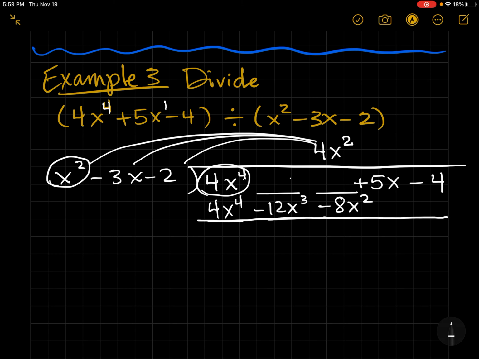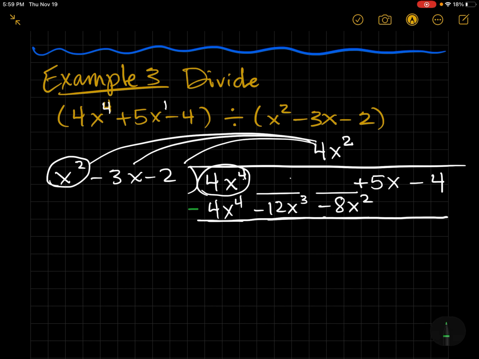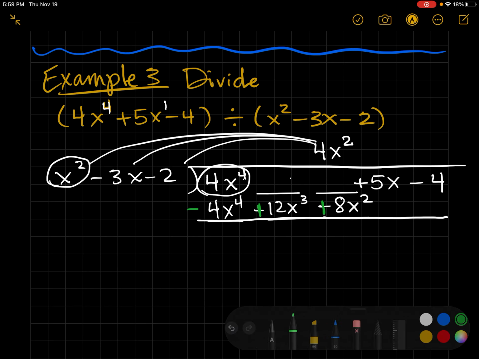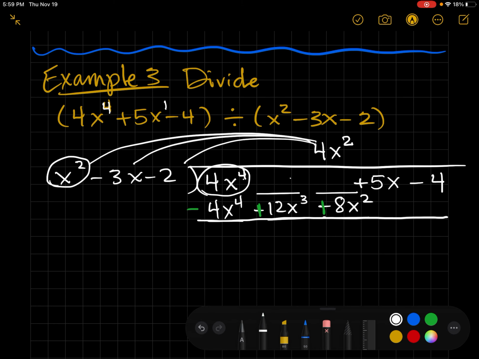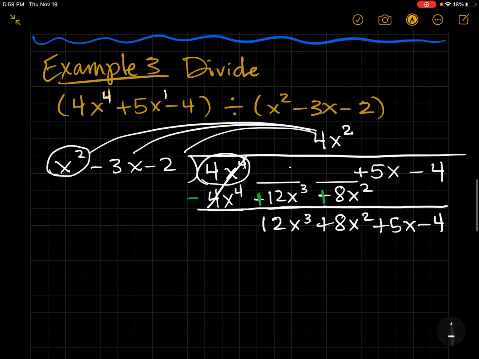Now I'm going to add. But remember, we definitely want to go through and do subtraction. So I'm going to change all those signs. And now I'm going to combine like terms. So that's gone. There was nothing there. It's like a 0. So I just get 12x cubed plus 8x squared plus 5x minus 4.